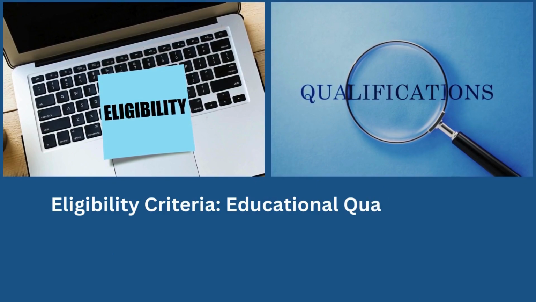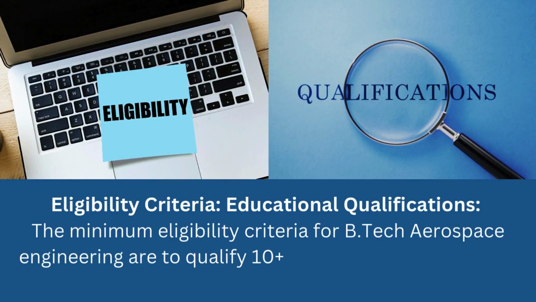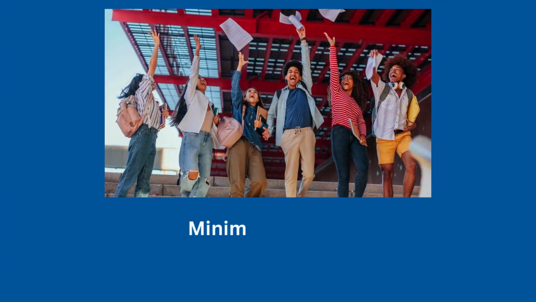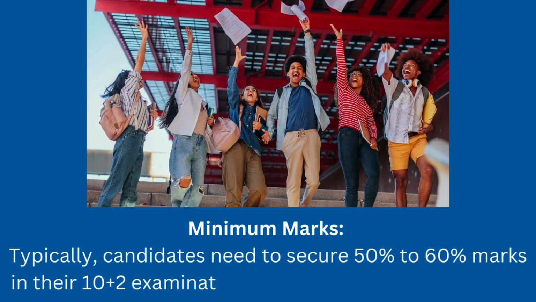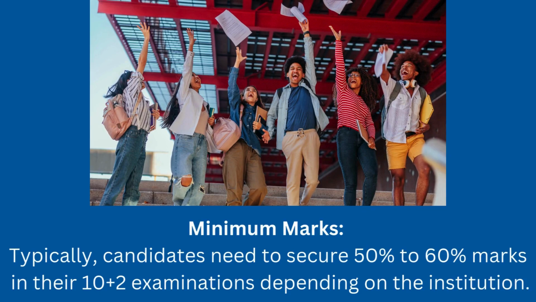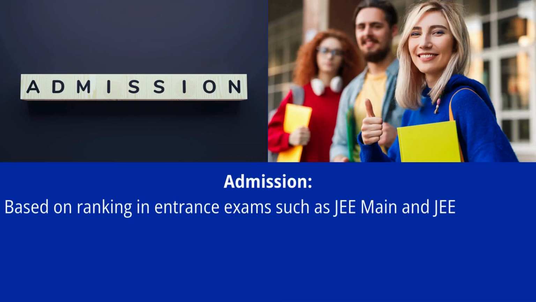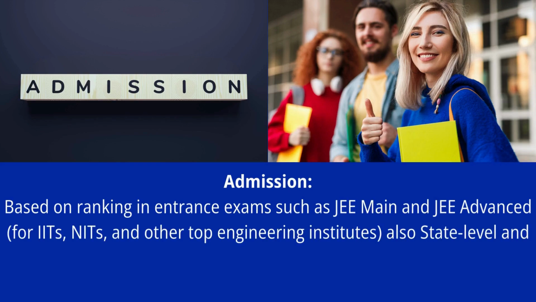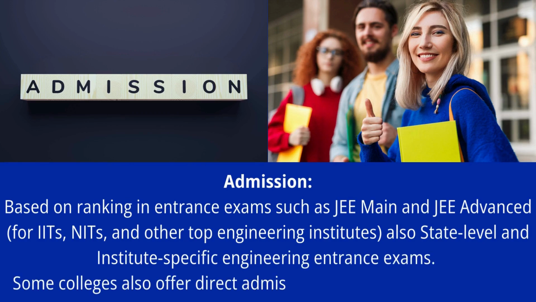Eligibility criteria. Educational qualifications. The minimum eligibility criteria for B.Tech Aerospace Engineering are to qualify 10+2 with physics, chemistry, and mathematics as compulsory subjects. Minimum marks. Typically, candidates need to secure 50% to 60% marks in their 10+2 examinations depending on the institution. Admission. Based on ranking in entrance exams such as JEE Main and JEE Advanced, for IITs, NITs, and other top engineering institutes, also state-level and institute-specific engineering entrance exams. Some colleges also offer direct admission based on 12th class marks.